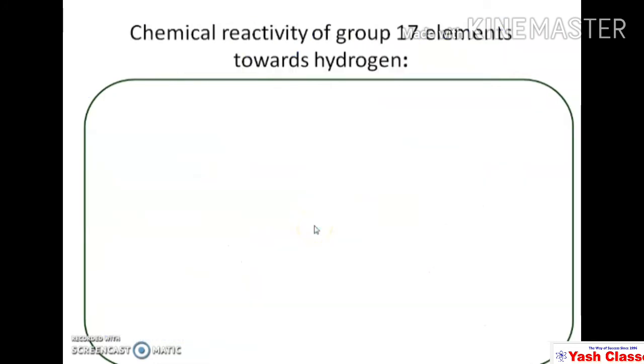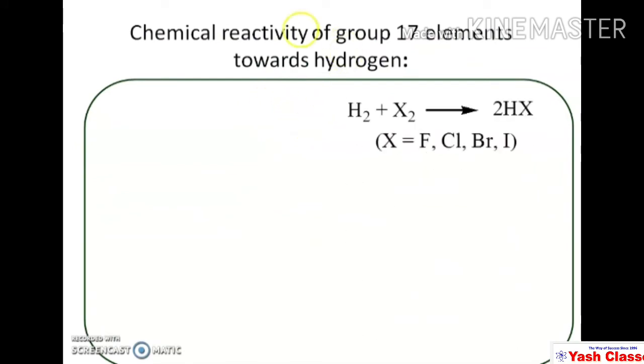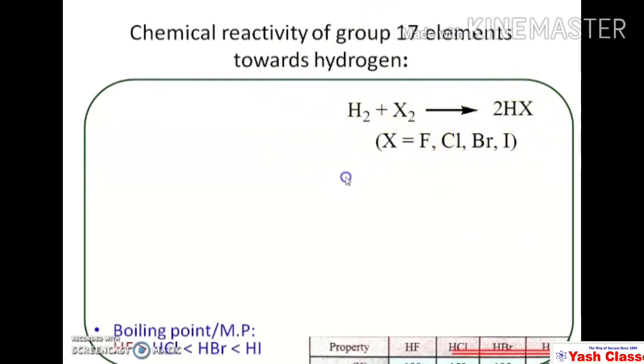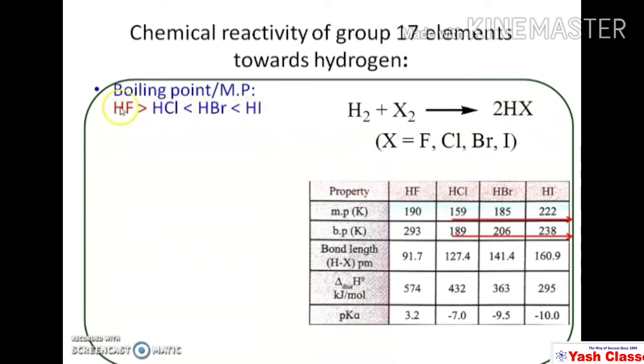Then chemical reactivity of group 17 elements towards hydrogen. Group 17 elements are the halogens: fluorine, chlorine, bromine, iodine and astatine. Astatine is radioactive. So halogens react with hydrogen and form hydrogen halides, for example, hydrogen fluoride, hydrogen chloride, hydrogen bromide and hydrogen iodide. These are the hydrides of various halogens.